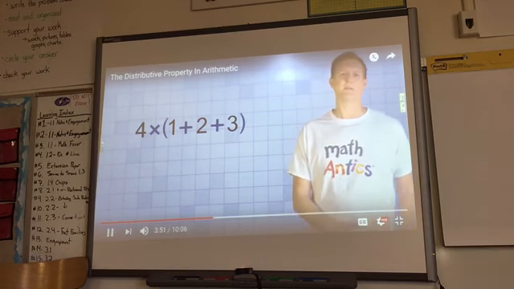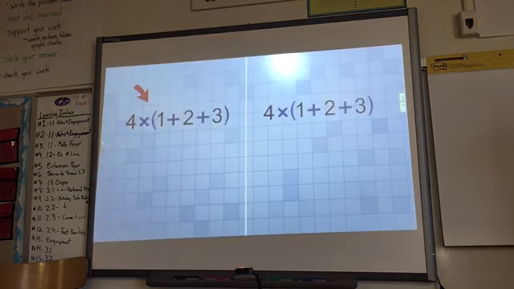Again, let's try simplifying this both ways. In the first way, we start by simplifying what's in the group. 1 plus 2 plus 3 equals 6. And then we multiply 4 times 6, which gives us 24.